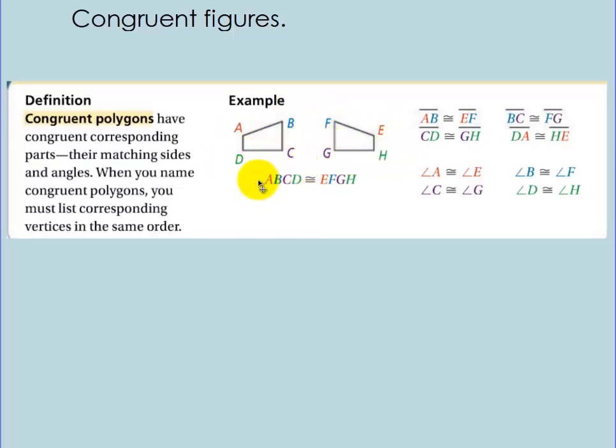So it must be in the same order. I couldn't call this polygon GFEH. Those wouldn't be congruent. You have to keep it in the same order. So I know the A and the E points match up, the F and the B points match up, C and G match up, and D and H.